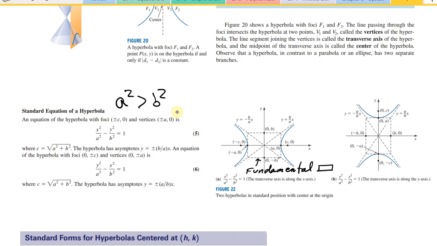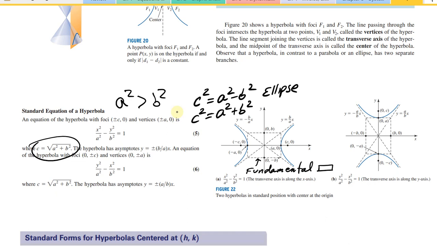Transverse connects the vertices of the hyperbola. Conjugate doesn't connect anything. Okay, these are just points on the fundamental rectangle. So you have the equation, the relationship between a, b, c. Remember, for the ellipse, it was a squared minus b squared. That was for the ellipse. But for the hyperbola, it's actually c squared is a squared plus b squared. That's going to be for the hyperbola.